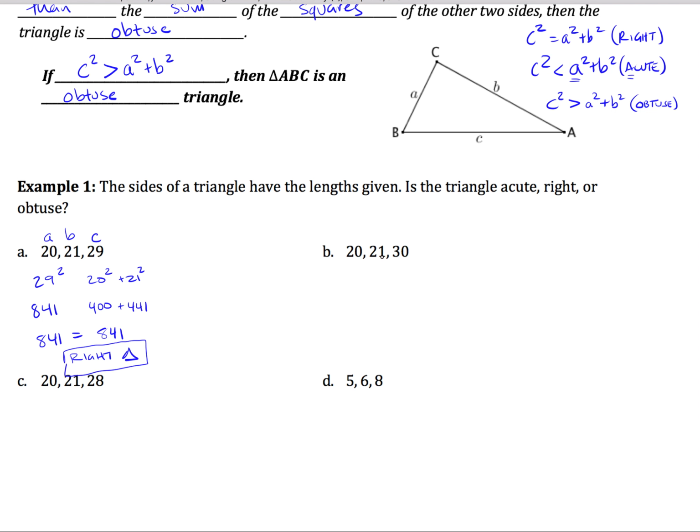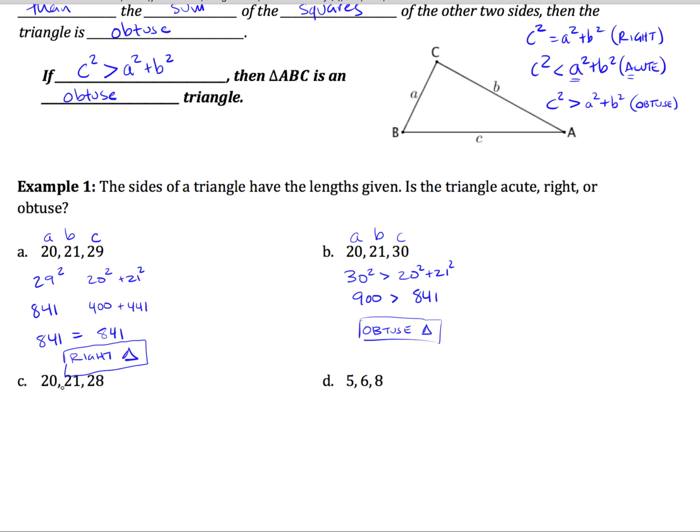Now in example B, we got 20 and 21 as our A and our B, but now our C is going to be 30. So we're going to be looking at 30 squared compared to 20 squared plus 21 squared. Now we know this is still going to be 841. That's not going to change. And 30 squared is going to give us 900. So in this case, the C squared is bigger than the A squared plus B squared. So that's this case right here, which means we are looking at an obtuse triangle.